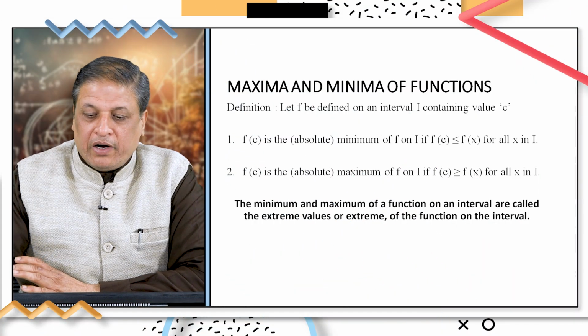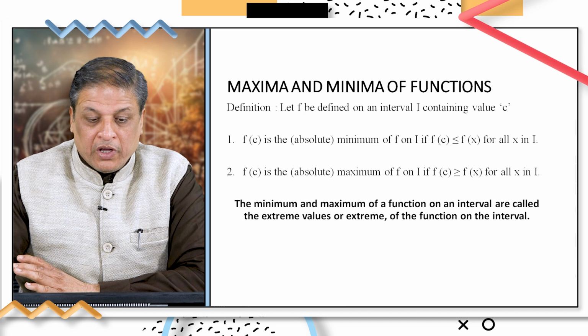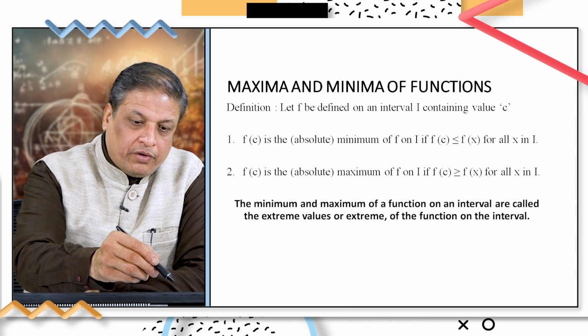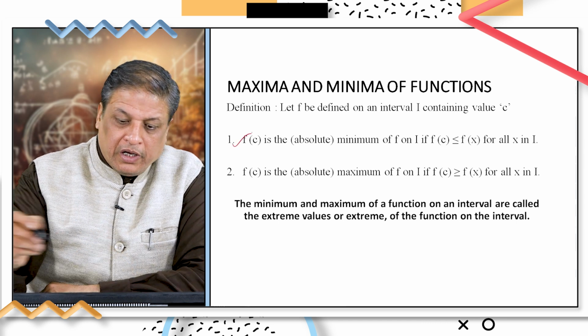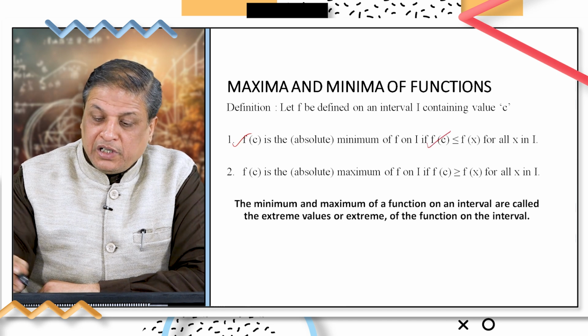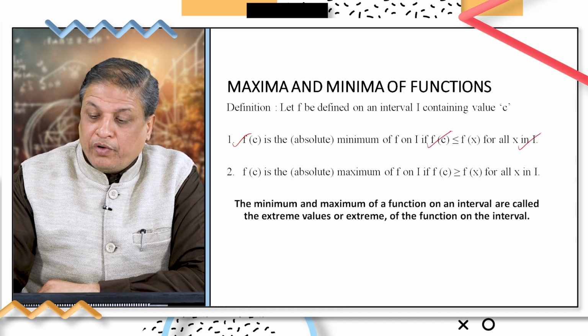So what do we mean by a maxima or a minima? Maxima means a value which is higher than every other value in an interval. And the minima is any value of the function which is lower than any other value in that interval. So the formal definition says: let f be defined on an interval I containing a value c. Then f(c), that is the value of function at point c, will be the absolute minimum of function f on interval I if f(c) is less than or equal to f(x) for all values of x in I.